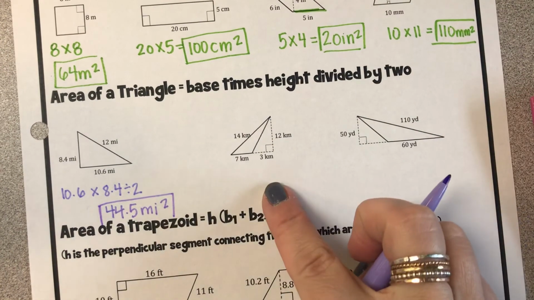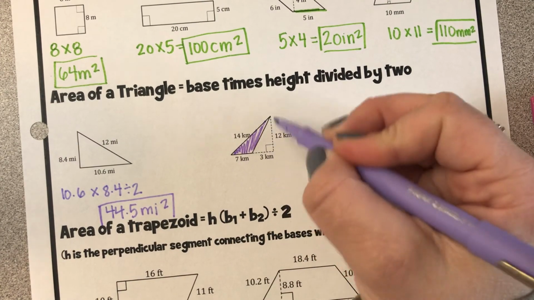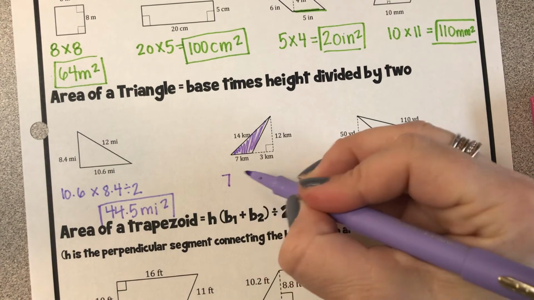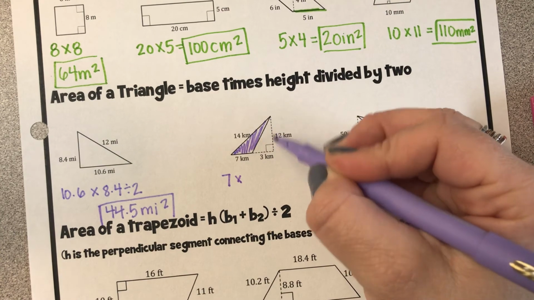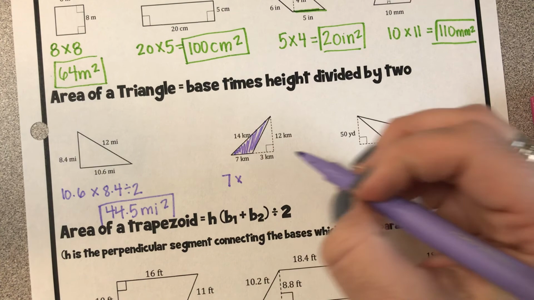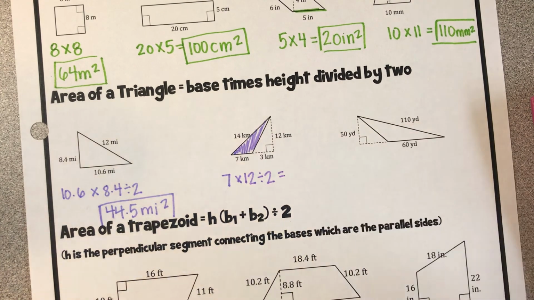On this middle triangle, the base, remember this is the triangle. Okay, this is just giving us some numbers, but that's not the actual triangle. So the base is 7. The height is 12. That's why that's here. It's showing us that that's the perpendicular segment from the very top to the very bottom. So 7 times 12 divided by 2.